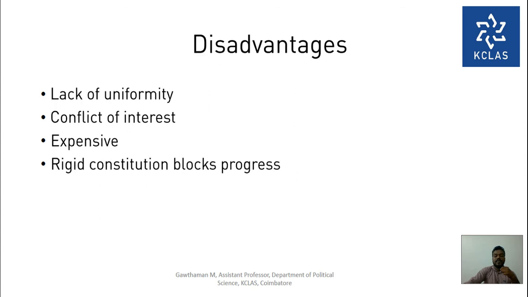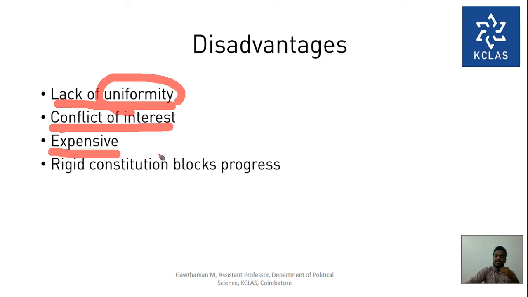Then some of the disadvantages of this system. Lack of uniformity, because two administrations come into the picture, one central and one state, so uniformity will not be there. Then conflict of interest, because the central and the state will be following different interests, and there are chances of difference of opinion and conflict of interest. And it is very expensive, because in the unitary system the central government takes care of the administration and it was less expensive. But here two administrations are involved, so it becomes expensive.